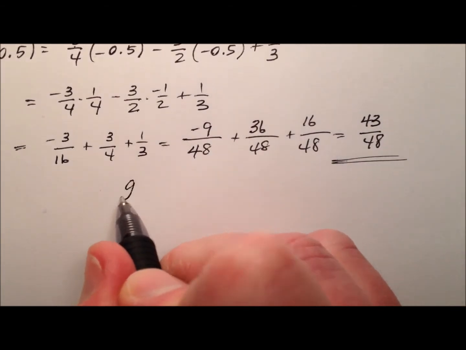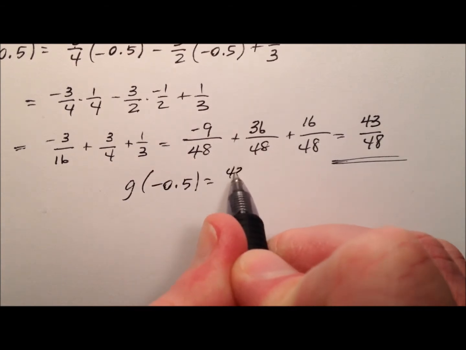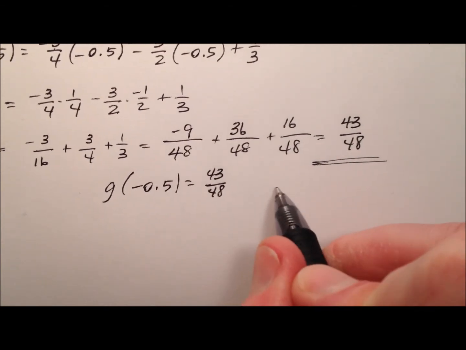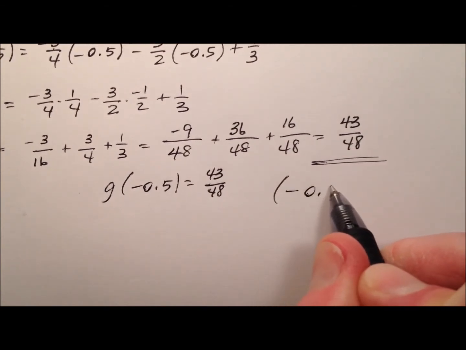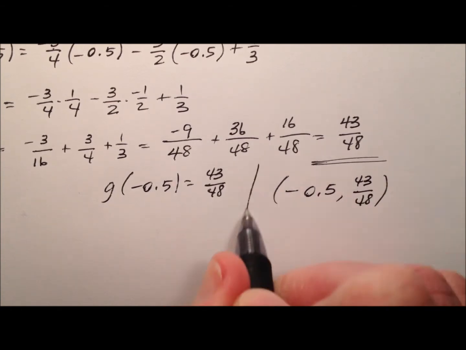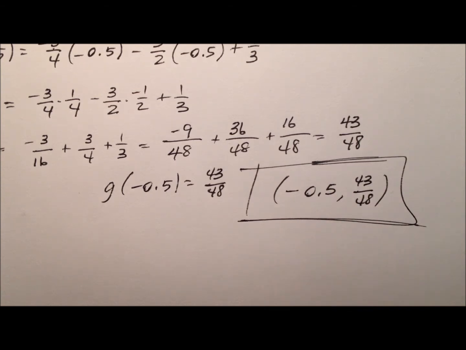So we can say G at -0.5 will equal 43 over 48. Or in fact, we can make that into an ordered pair, and it will be -0.5 and then 43/48 for that output value. So input, output is our X and our Y.